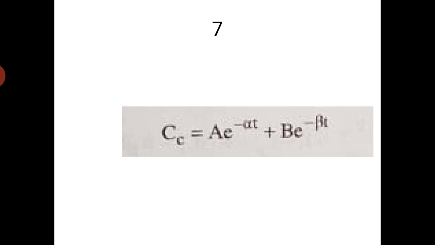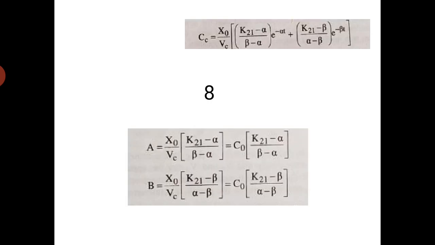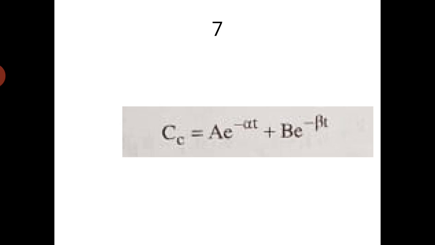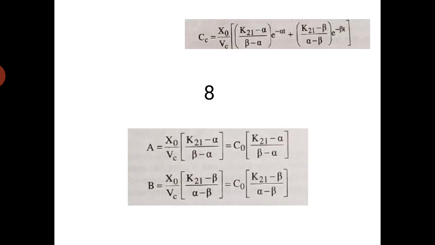It is a simple substitution only, right? Now look into this. The top one in this equation, the previous equation that we got after integration. Instead of x0 by Vc into K21 minus alpha divided by beta minus alpha, we just substitute A, and substitute B for K21 minus beta divided by alpha minus beta. That's it. It's just a substitution process. So by substituting A and B, we got Cc is equal to A e raised to minus alpha t plus B e raised to minus beta t.